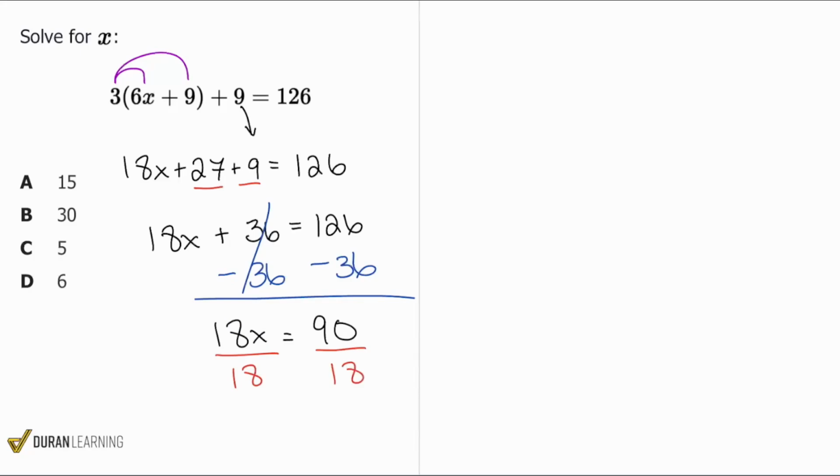And we're done. 90 divided by 18 is the same thing as what? We can divide both by 9, and that ends up giving 10 divided by 2, which is 5. So cool, we can absolutely do it that way. We can get x equals 5 like that.